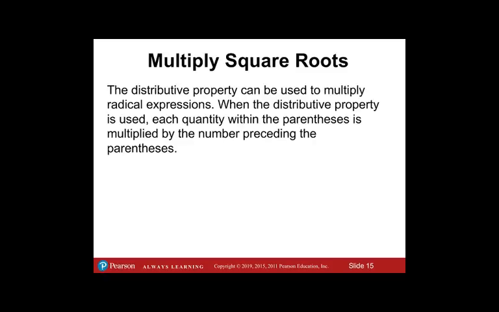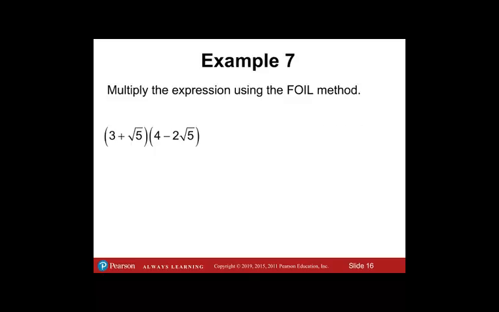Multiplying square roots. The distributive property can be used to multiply radical expressions. When the distributive property is used, each quantity within the parentheses is multiplied by the number preceding the parentheses. Multiply the expression using the FOIL method. What does FOIL stand for in this context? It stands for first, outer, inner, last, right?